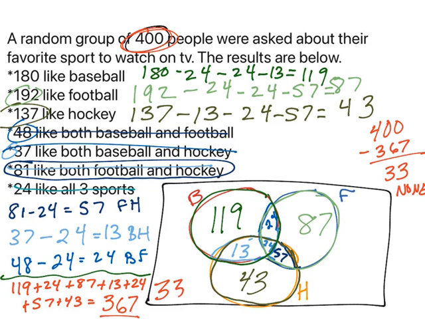So they are outside the circle. They're still a part of the rectangle because they're part of our data set. But because they don't fit in with baseball, football, or hockey, they're on the outside. So that is how we create a Venn diagram with 3 sets from a word problem.